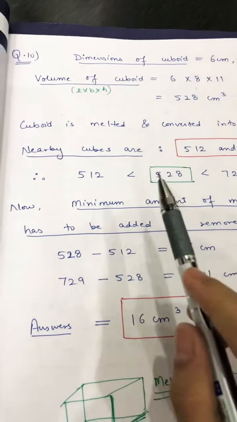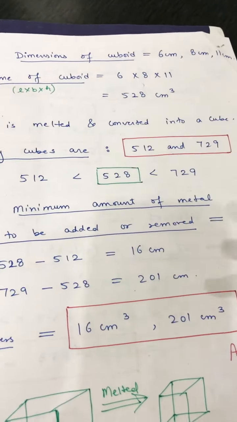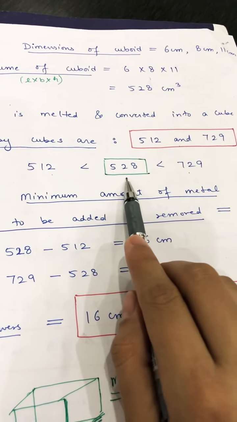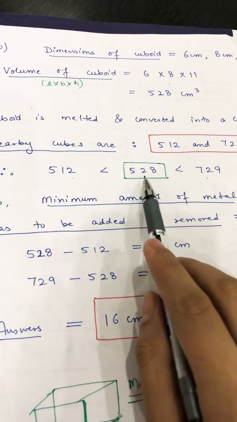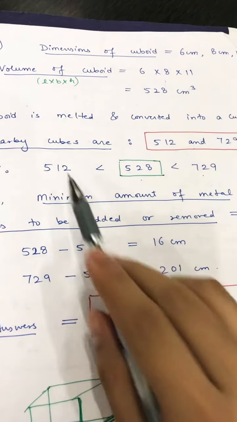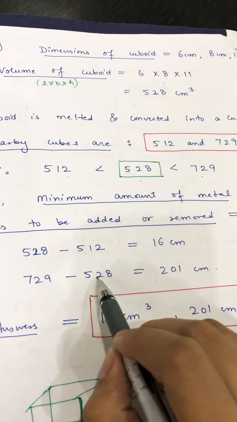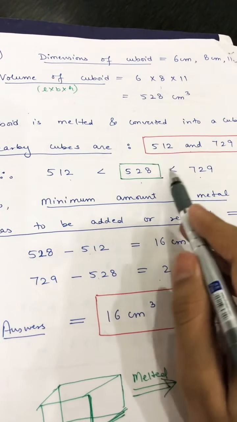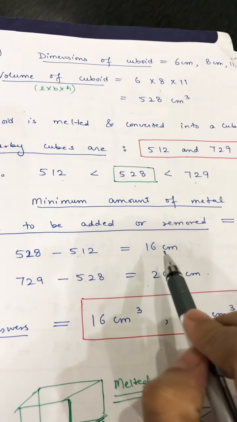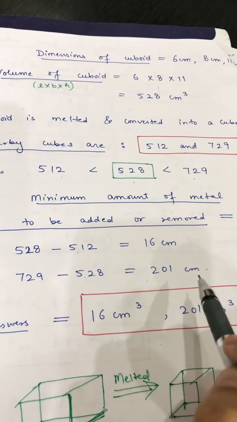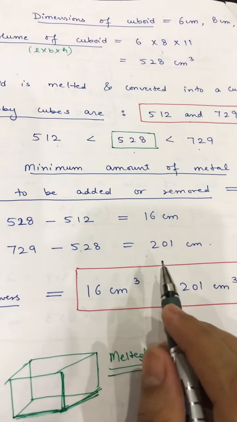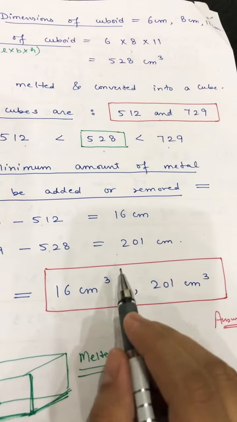Now the last step is to find the minimum amount of metal that has to be added or removed. So you have to subtract both the terms from this term. We'll subtract 528 minus 512 and then 729 minus 528. Here the answer is coming 16, here the answer is coming 201. Your answers should be in centimeter cube. So 16 centimeter cube and 201 centimeter cube are the answers.